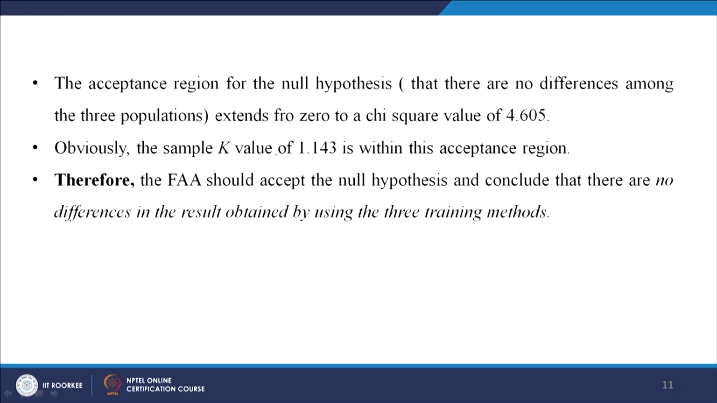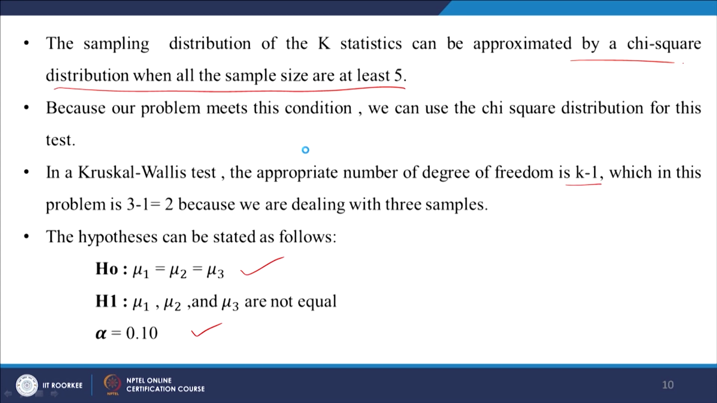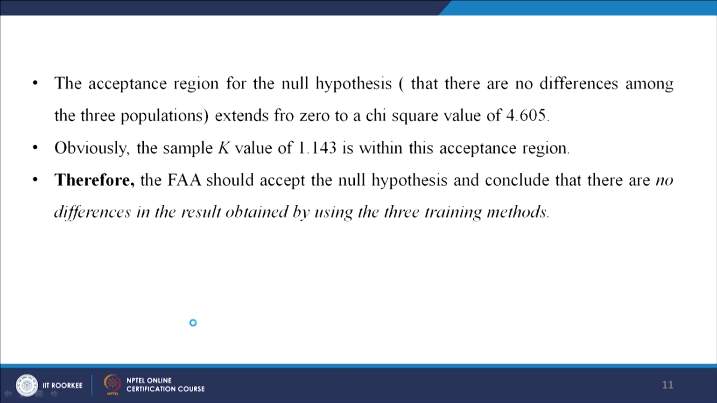Obviously, the sample K value is 1.143. If you look at a 10% level of significance, the chi-square value would have been maximum up to 4.605, and here our value is only 1.143, which is well within the acceptance region. So, the null hypothesis cannot be rejected. Therefore, the federal agency should accept the null hypothesis and conclude that there are no differences in the results obtained by using the 3 training methods.